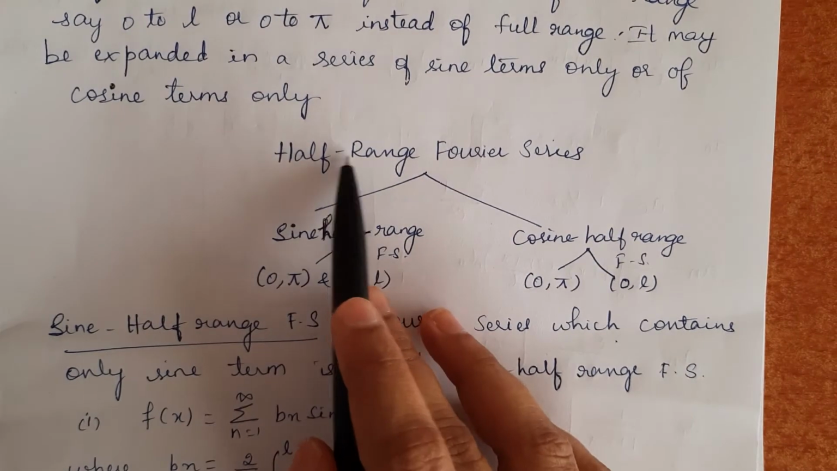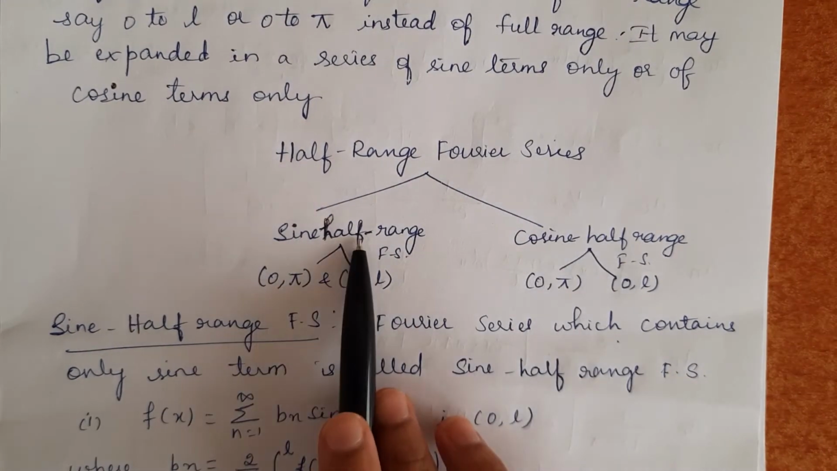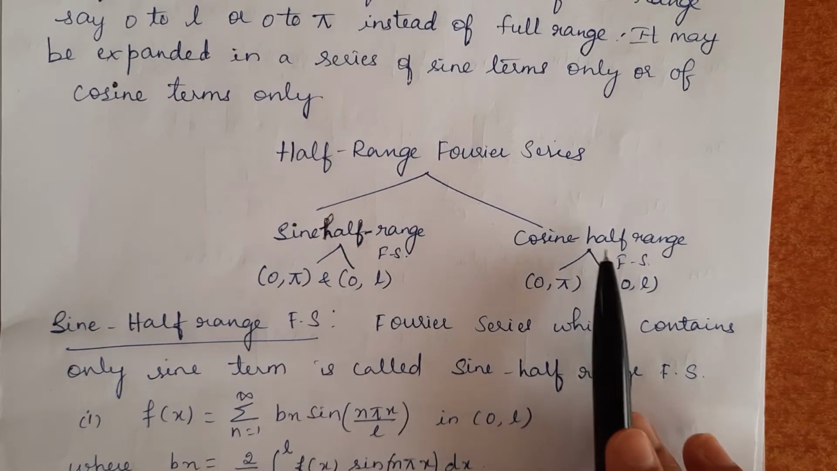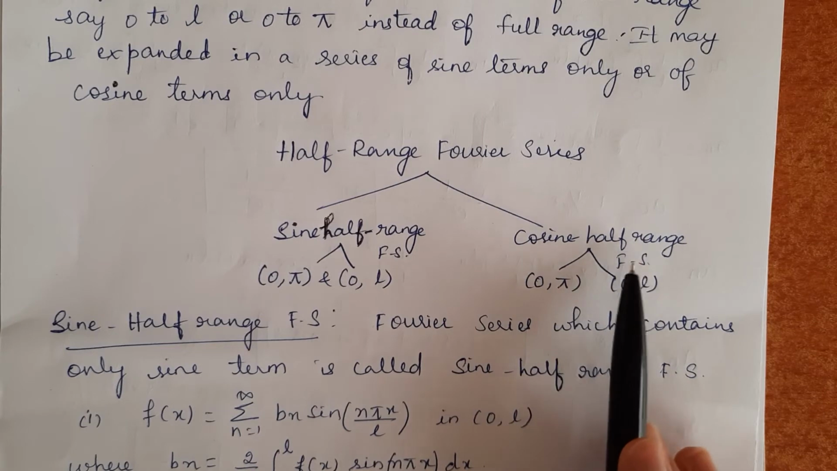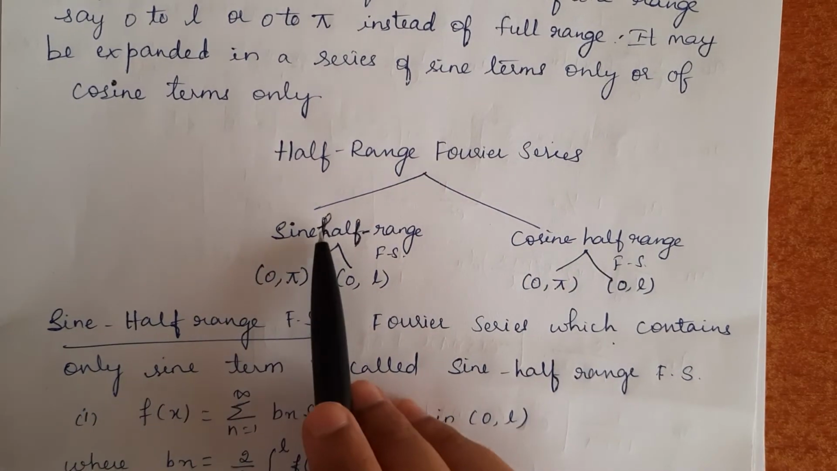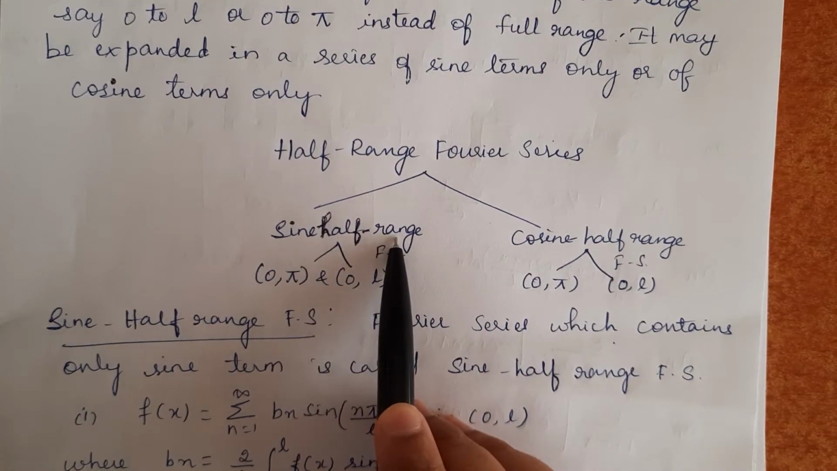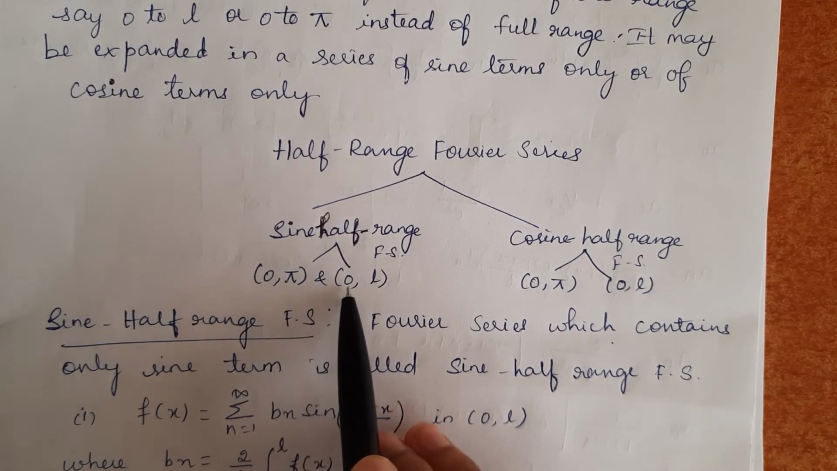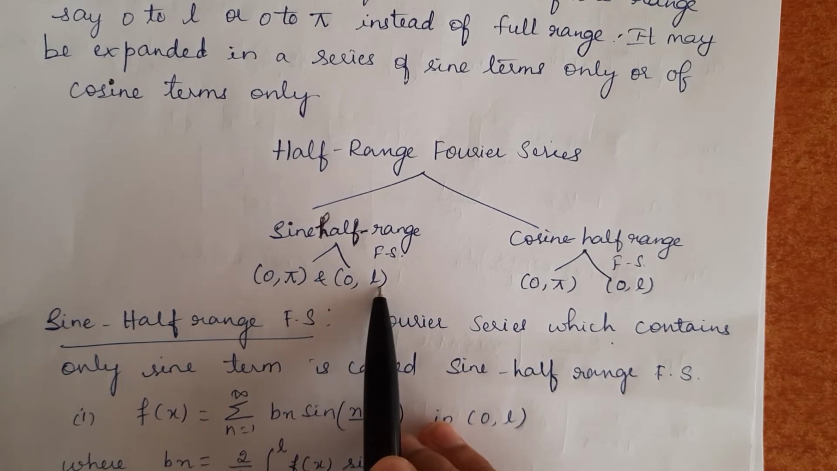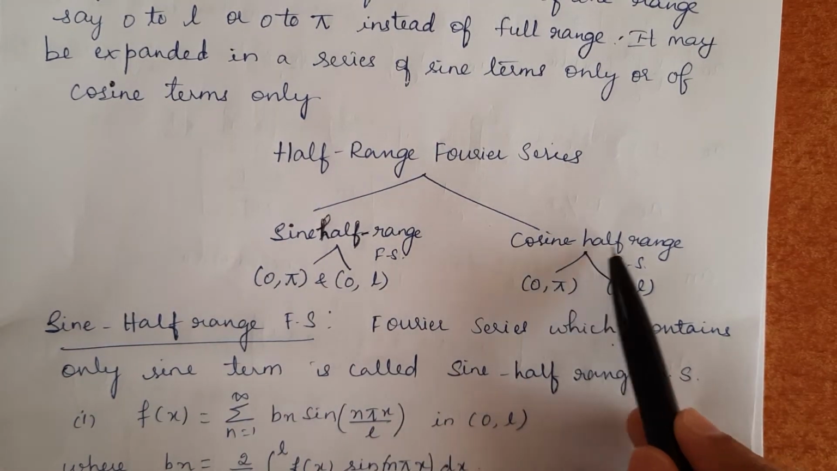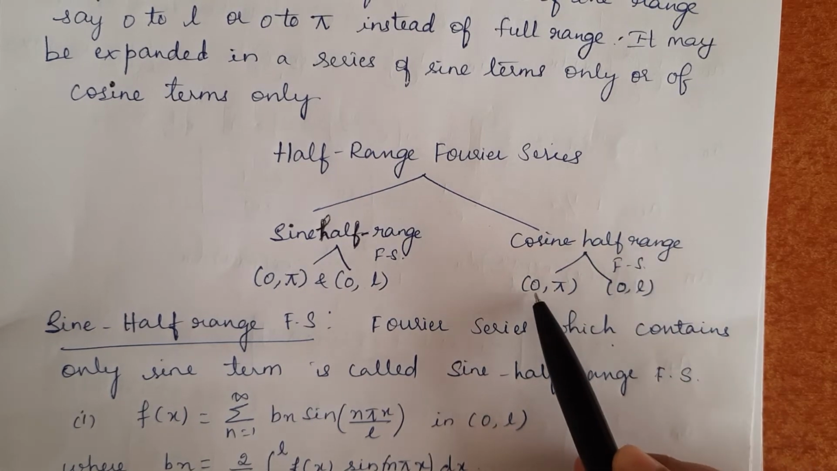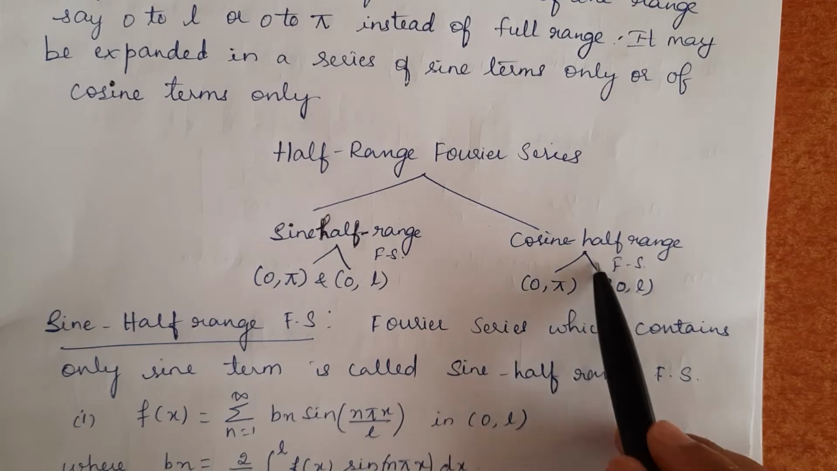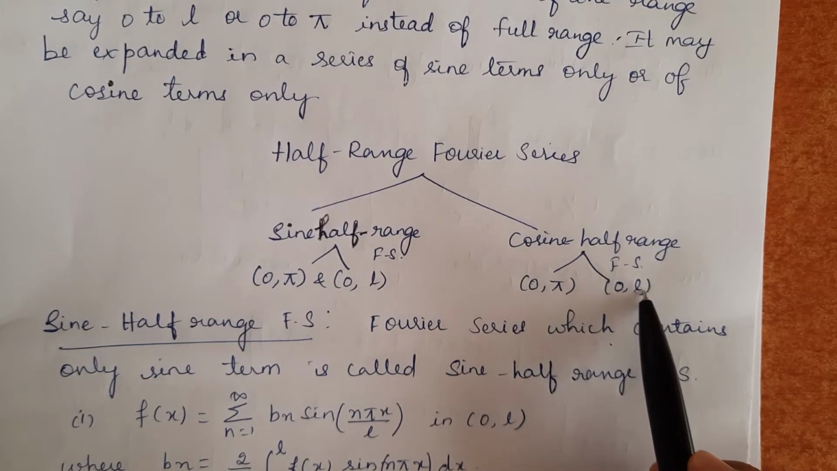And in half range Fourier series we have two types. One is sine half range Fourier series and the second one is cosine half range Fourier series. Sine half range Fourier series is defined in two intervals: one between 0 to pi and the second between 0 to L. In the same manner, cosine half range Fourier series is also defined in two intervals: the first is 0 to pi and the second is between 0 to L.